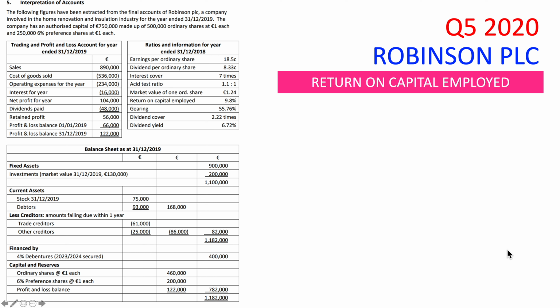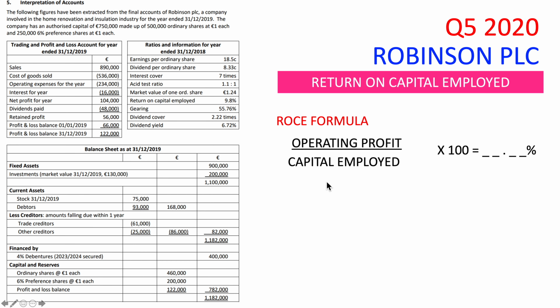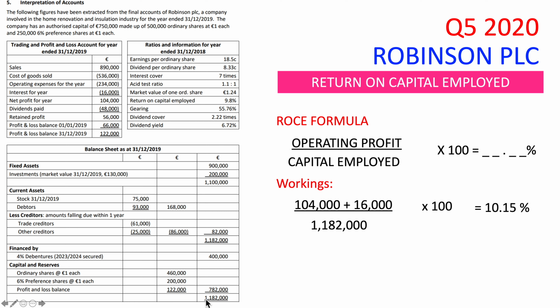Okay, 2020 Robinson PLC. So again, the formula for return on capital employed is operating profit over capital employed multiplied by 100. So how do we get the operating profit? So it is our net profit 104 plus 16 will be our operating profit, because our operating profit is our profit figure before any interest, tax, preference dividends have been taken away. So 104 plus 16 over my 1182. Multiply that by 100 and we get 10.15.